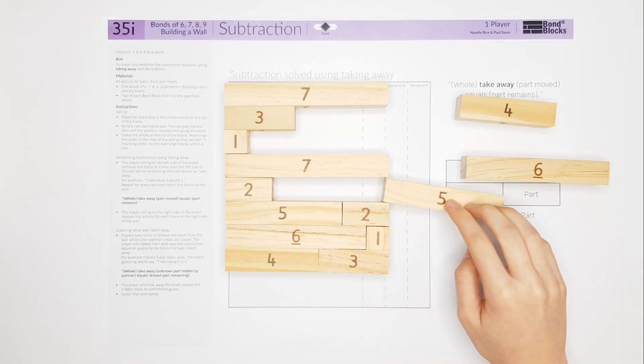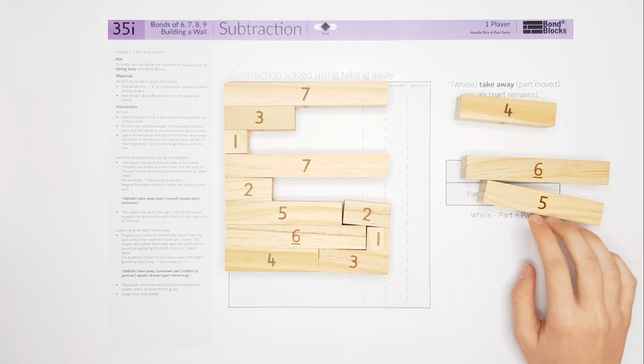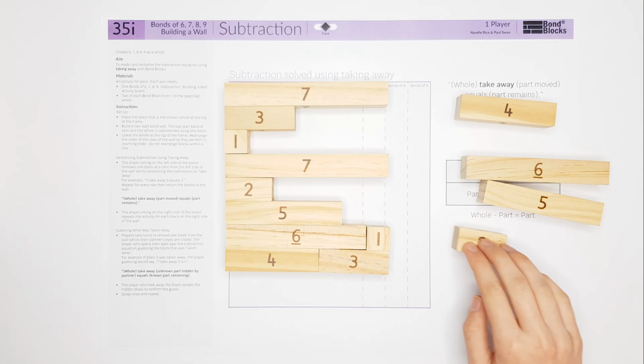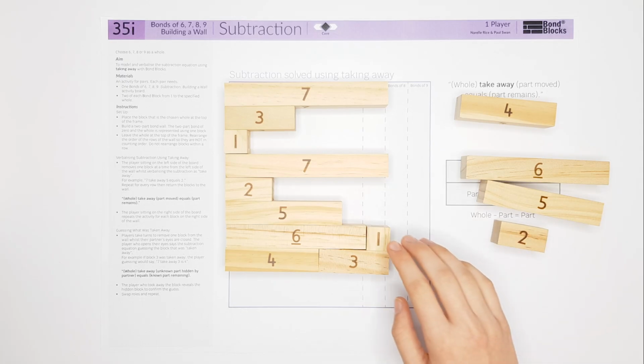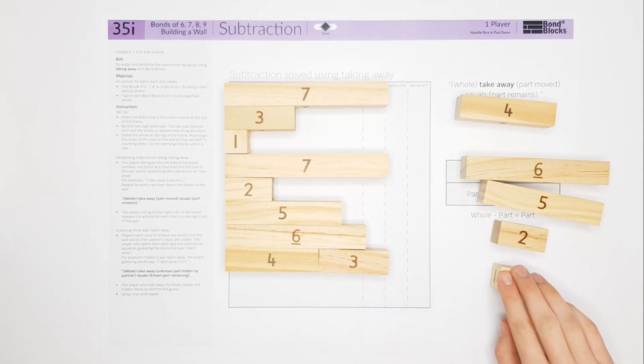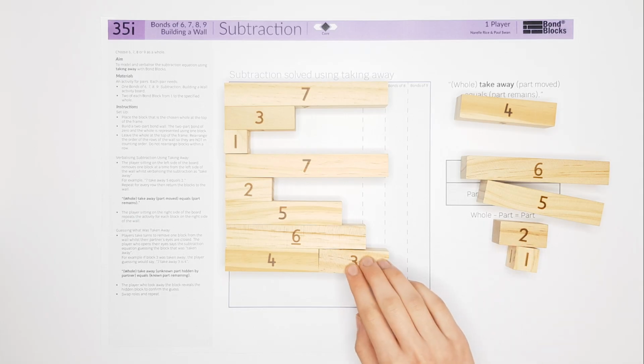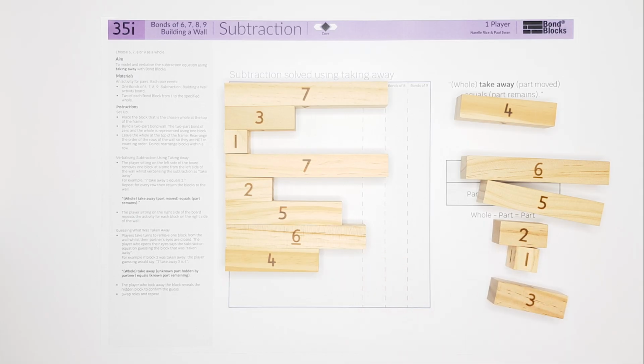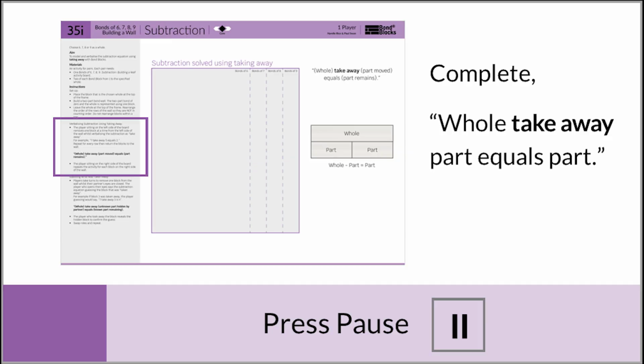7 take away 5 equals 2. 7 take away 2 equals 5. 7 take away 1 equals 6. 7 take away 3 equals 4. Excellent.